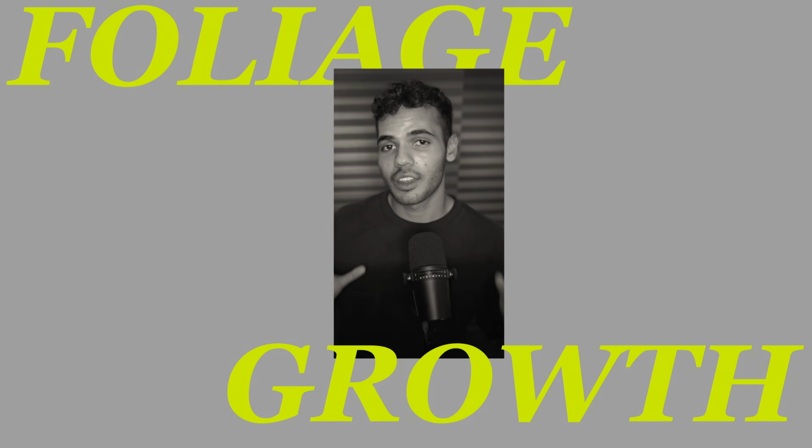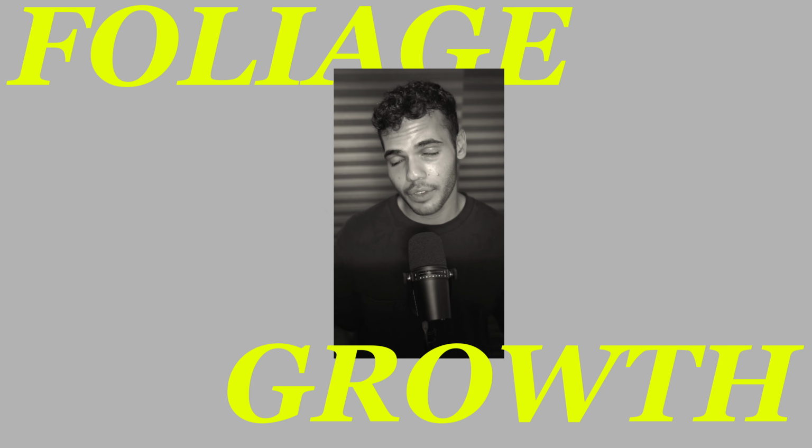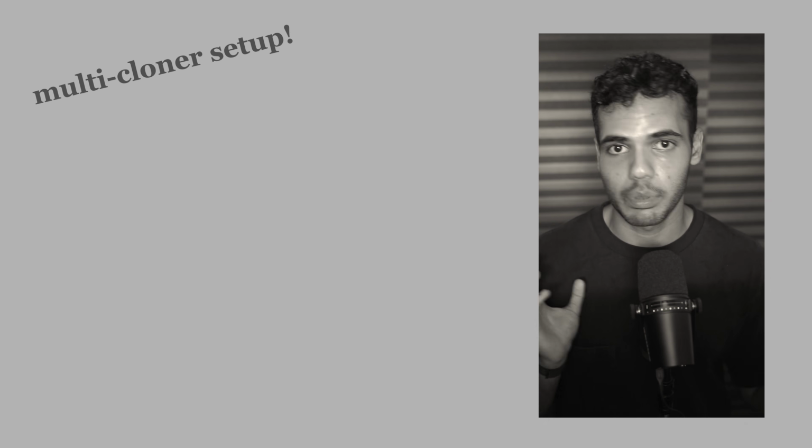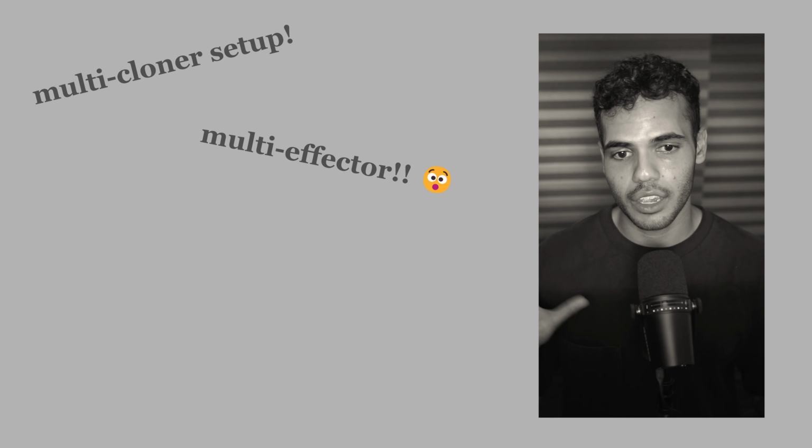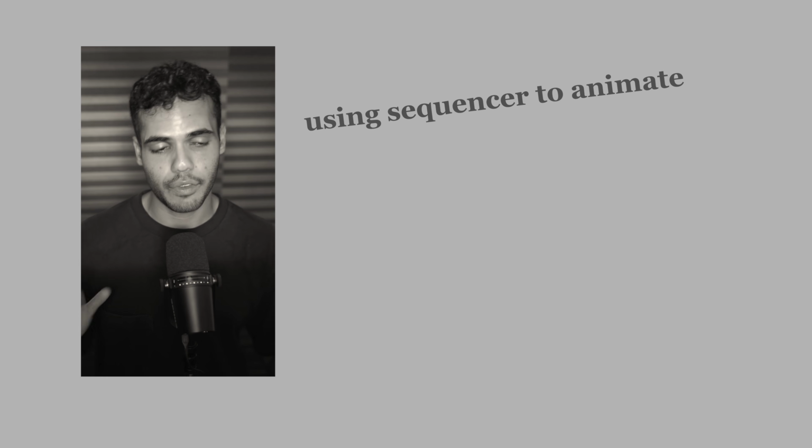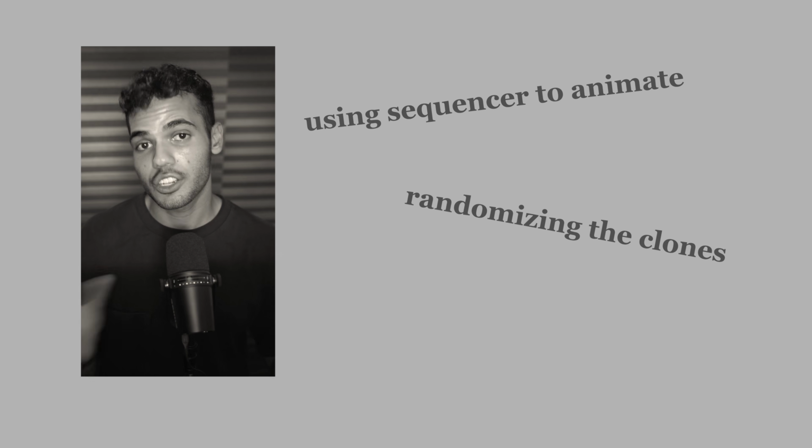Today we're back with another fun one, which is this foliage growth effect using the new motion design mode in Unreal Engine 5.4. I'll go over how to have multiple cloners, how to blend different effectors together, how to get your shrubs and stuff to all look right. I'll also have a few extra tips for animation as well as adding variation to the clones.